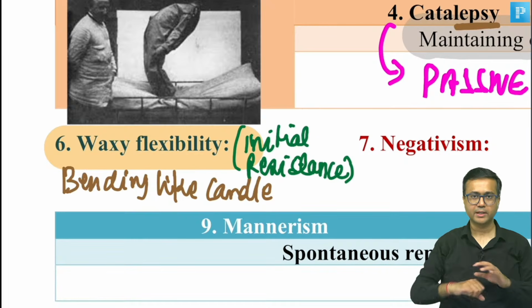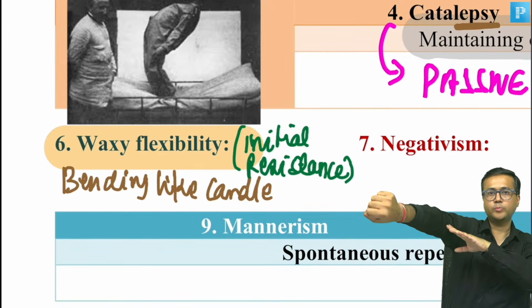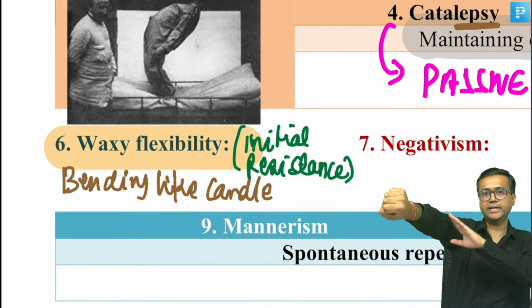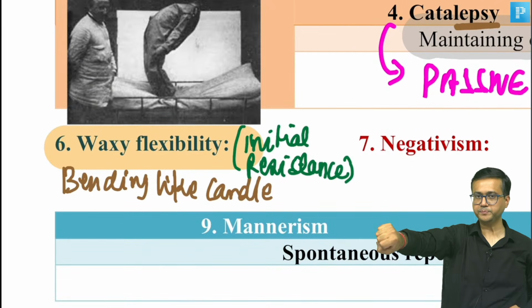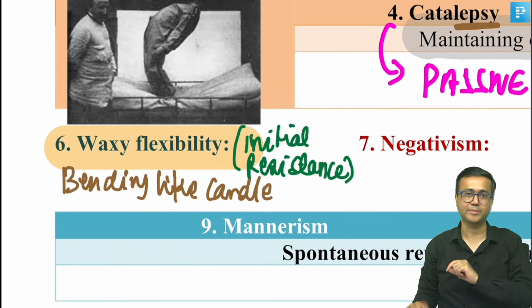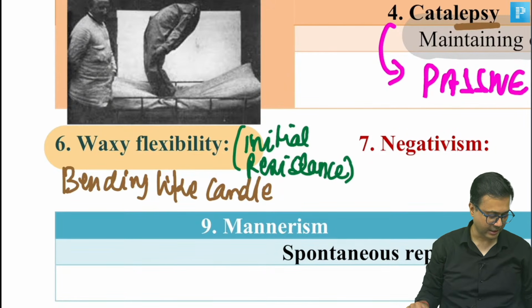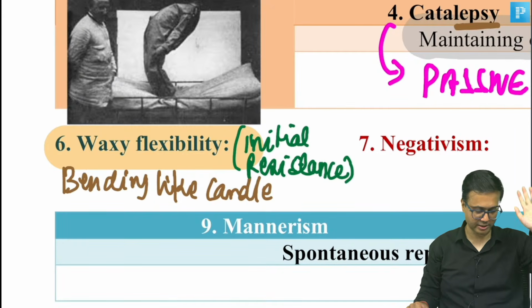Patient number B, I took his hand, beta, there is initial resistance and after that I am able to bend it the way I want. And when I released my hand, beta, slowly the patient's hand came down. What is this, beta? This is waxy flexibility. Remember, there is initial resistance in waxy flexibility, bending like a wax candle. I hope this is clear to everyone.